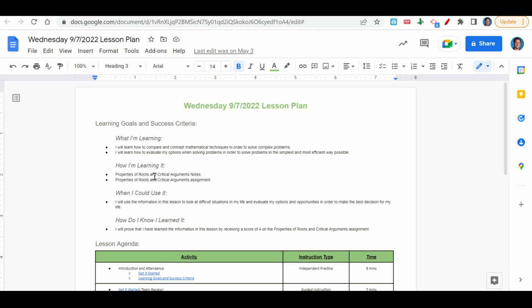How are we learning it? Through the properties of roots and critical arguments notes, and the properties of roots and critical arguments assignment. When could you use this? To look at difficult situations in your life and evaluate your options and opportunities in order to make the best decision for your life. How do you know you learned it? By getting a score of 4 on the properties of roots and critical arguments assignment.